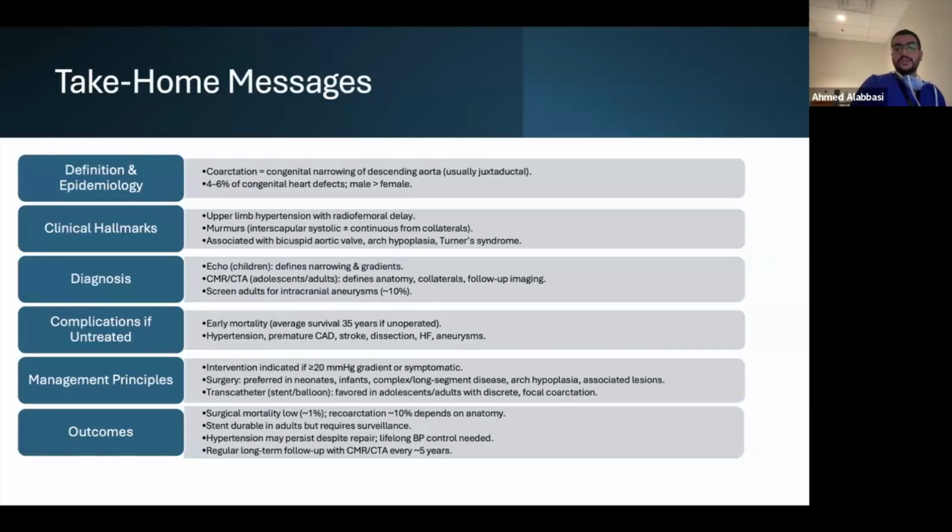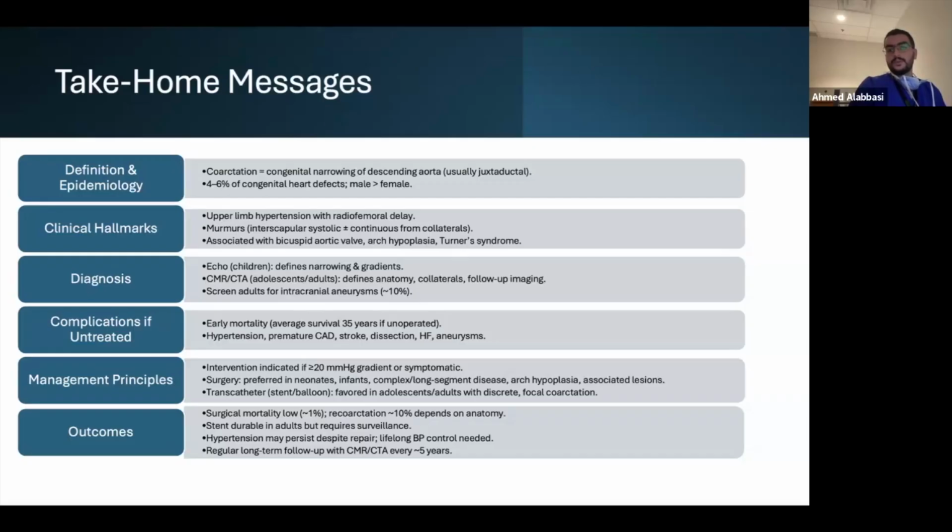If untreated, you can get early mortality, and you can get hypertension, premature CAD, stroke, aortic dissection, heart failure, the development of aneurysm, either pre-coarctation or post-coarctation. And with regards to management, intervention is indicated if there's hypertension, and if there's a significant upper extremity to lower extremity peak-to-peak gradient of more than 20, or more than 10 in the setting of LV dysfunction, AR, or in the presence of collaterals. And you do need more than 50% narrowing of the coarctation as compared to the diaphragmatic aorta.